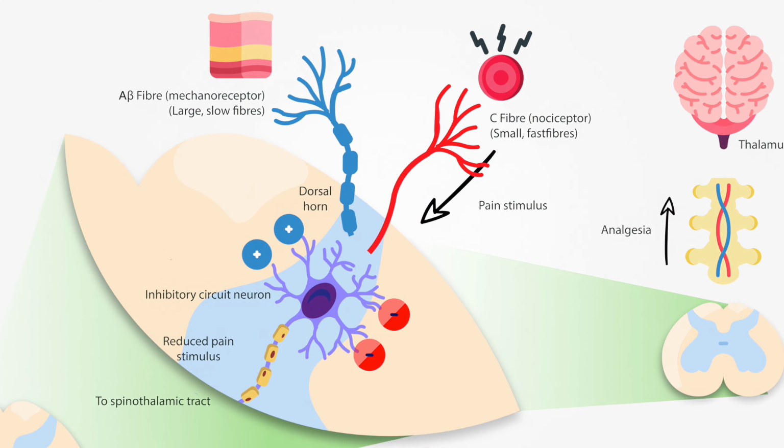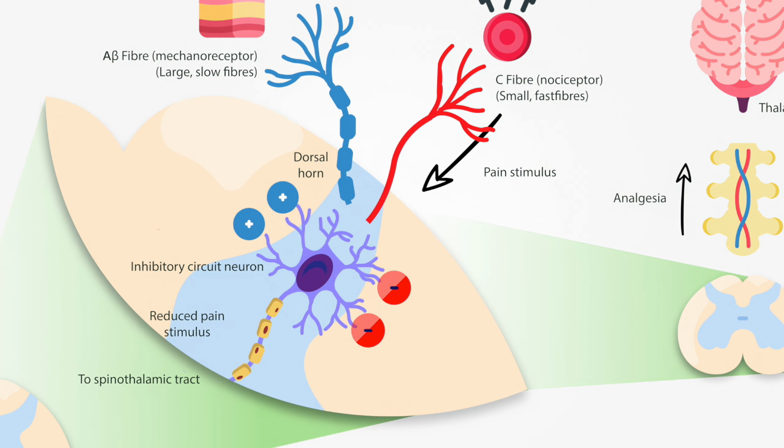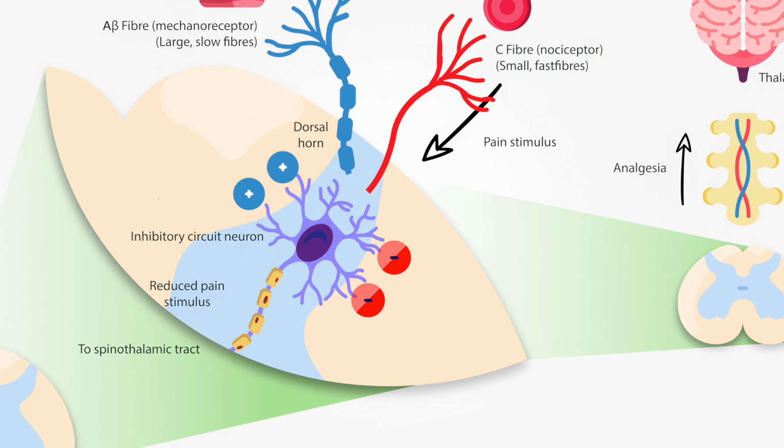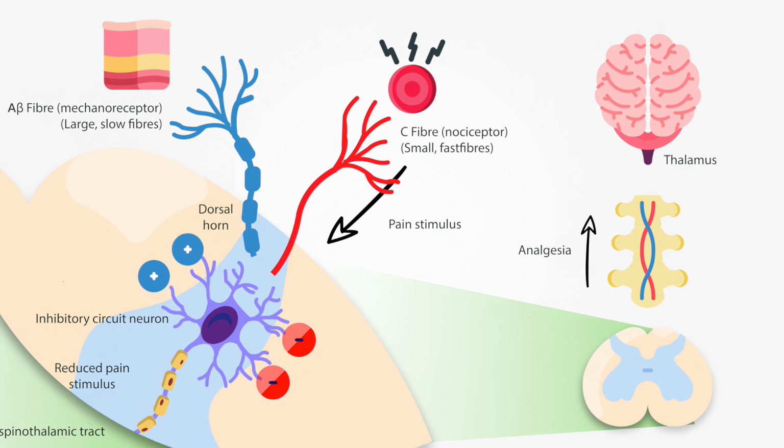Now, whether we're talking about classic TENS or interferential, their proposed mechanism of action is based on the gate control theory of pain, in which modulation of a nociceptive stimulus to the brain occurs through its presynaptic inhibition in the dorsal horn of the spinal cord.